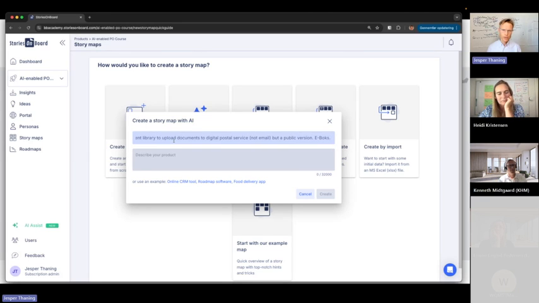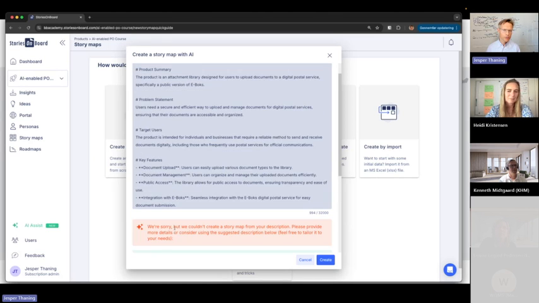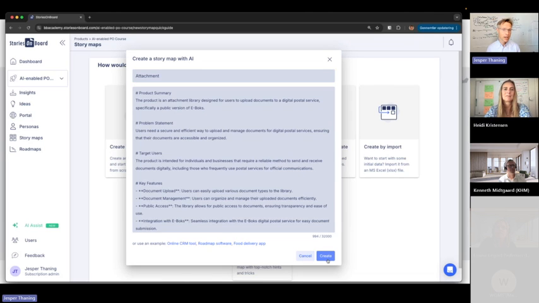Let's see if it knows ebooks. I'm filling in the description here, and I call it attachment here. So let's see what happens here. First of all, it will kind of read through it, and then it will give a more thorough description of it. So they make a product summary, product statement, target users, key features, document upload, document management, public access, integration with ebooks. Let's see what happens. I copy this over to the description, and now I've just made a more thorough description of what I need. And then I'll click create, and let's see what happens.